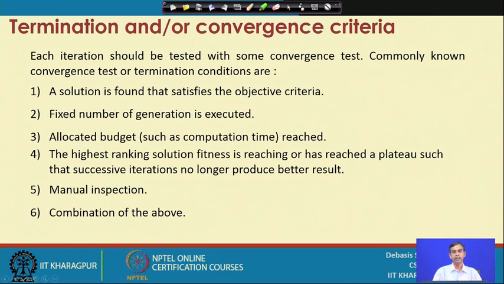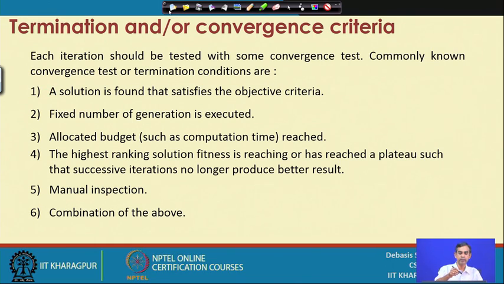Usually there are convergence criteria we have to follow. I have listed a few important criteria that a GA programmer usually follows. The first criterion is that if we find a solution which is our expected solution, then we can terminate. If we know that this is the expected result, we can stop there, and whatever solution we got, the design values and design parameters, we can take as the solution.